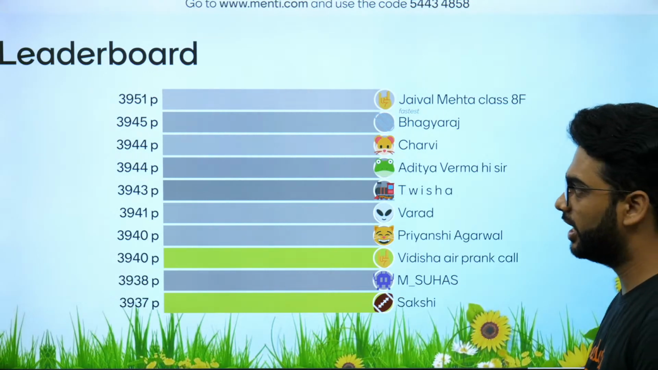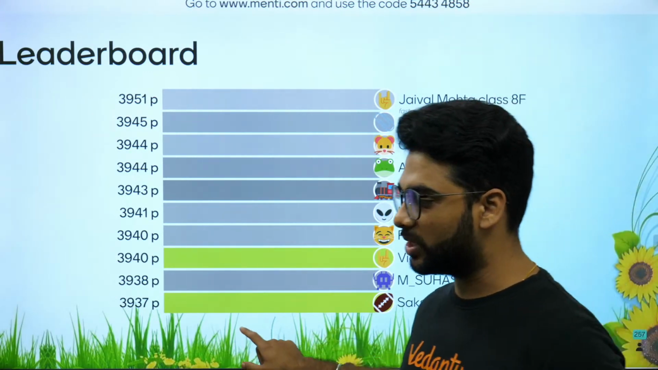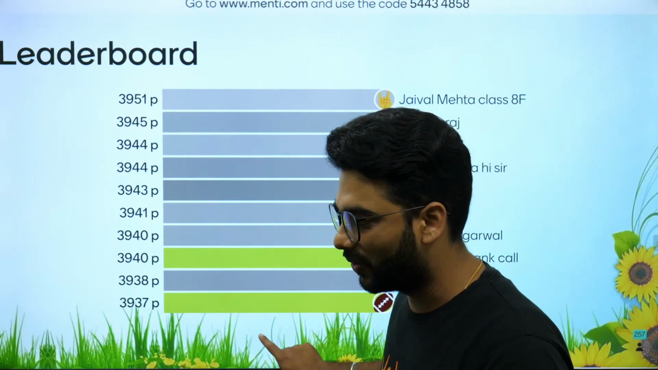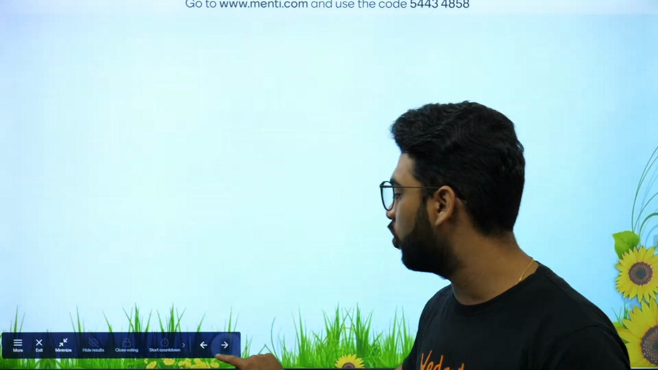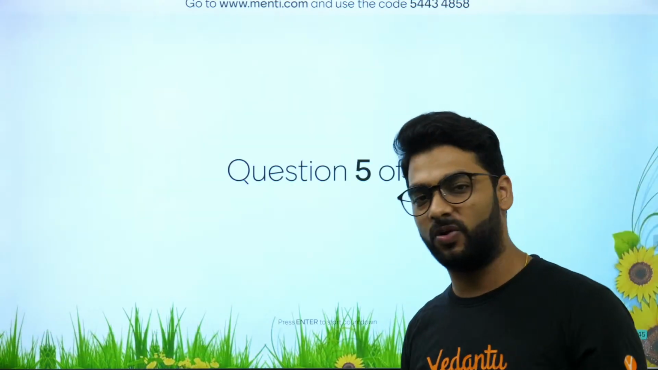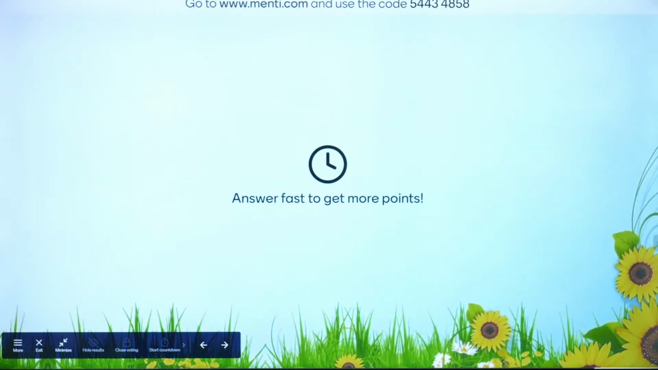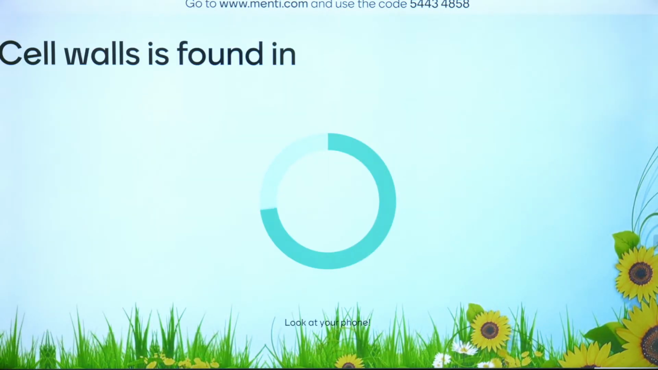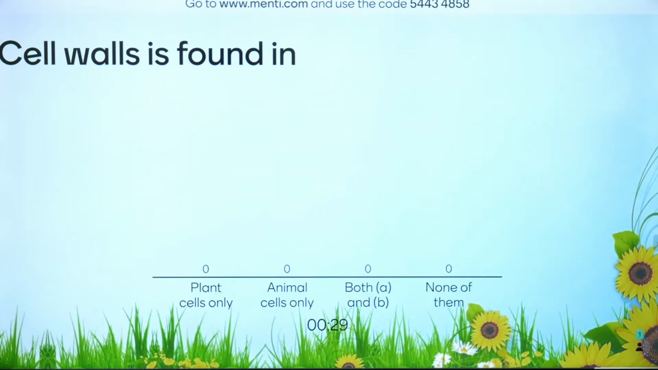Priyanshi and Vidisha. Okay? So, next question, to which food? Choco lava cake. Okay, great. So the choco lava cake question from Domino's, and this question is dedicated to that choco lava cake. So cell wall is found in only plants, only animals, both, or none. Easy peasy. Very, very easy.